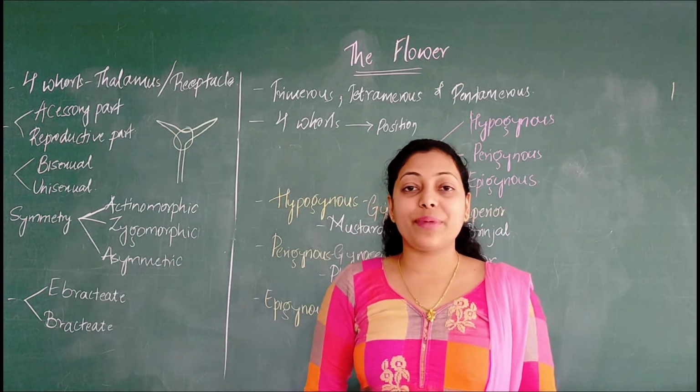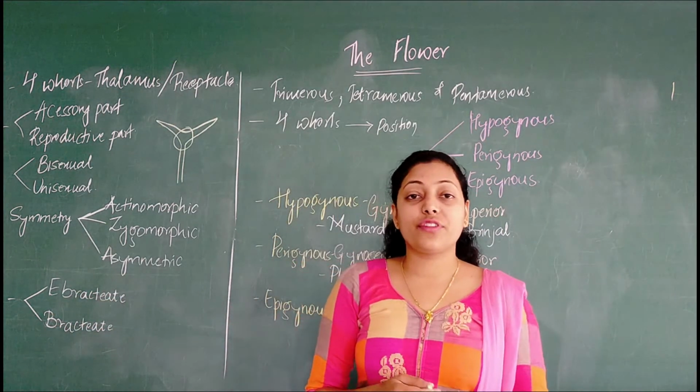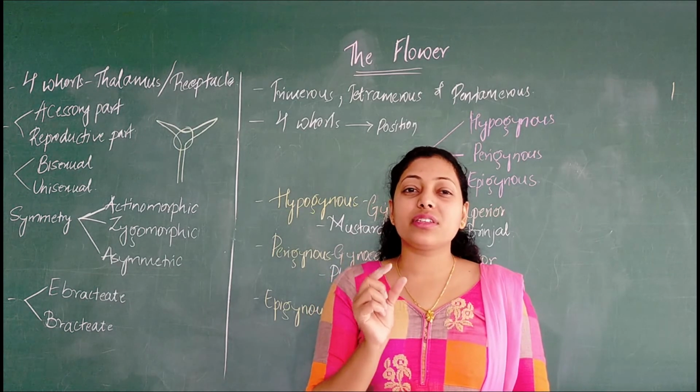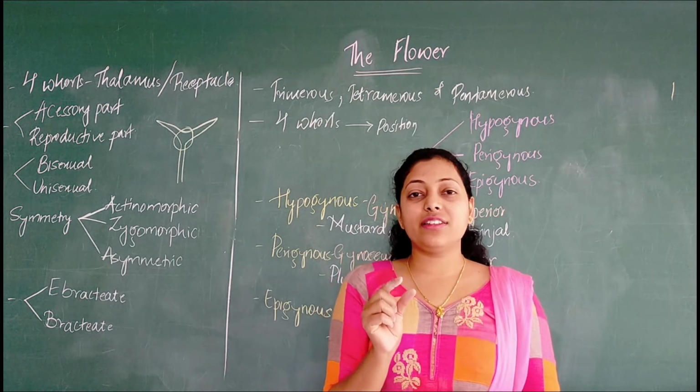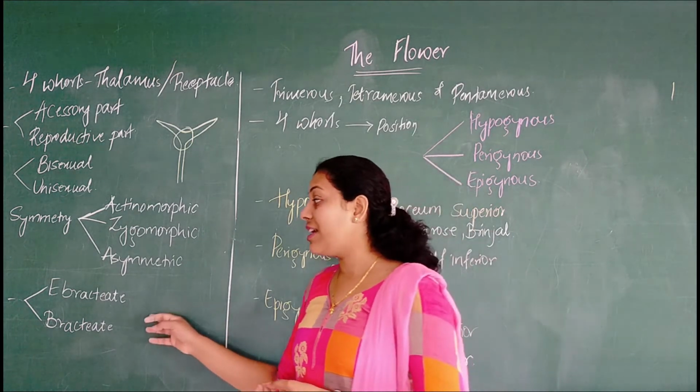They are not at all symmetric. Okay, so then coming to the position of the bracts. Bracts are nothing but reduced leaves, shorter in nature, which are found at the base of a flower. Those are called bracts.